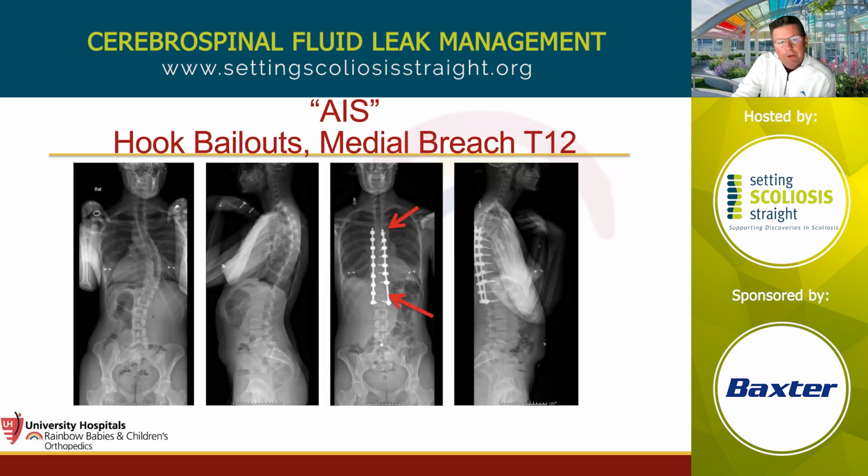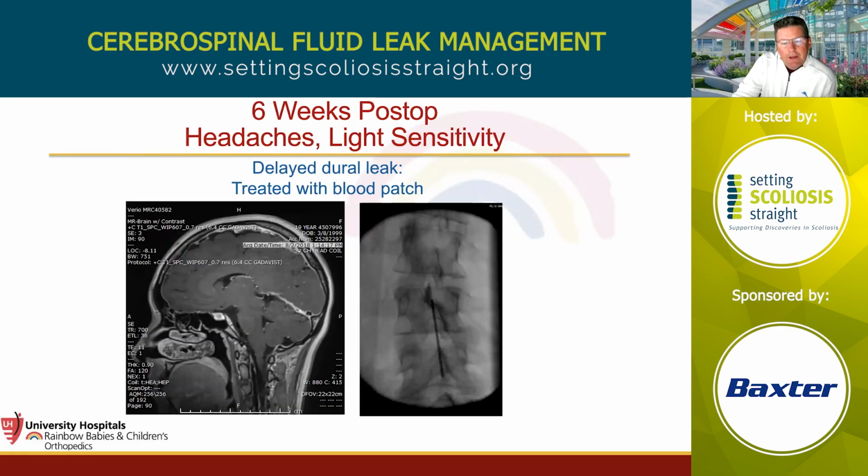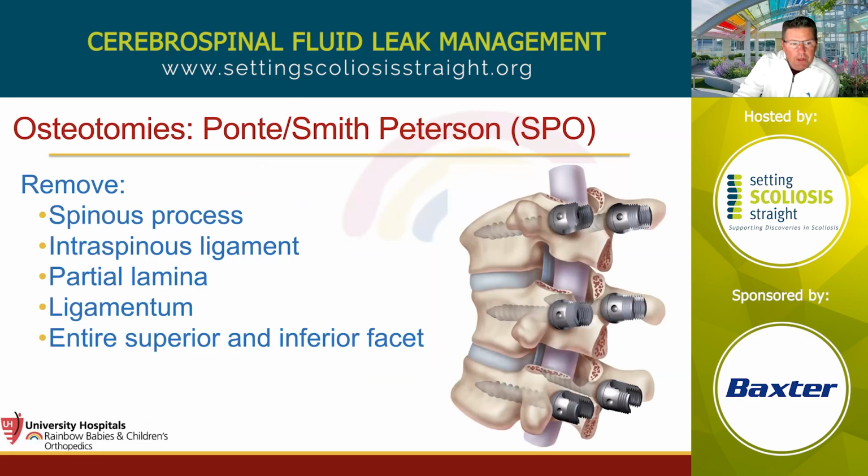And this kid actually showed up a bit later. You can see I had a medial breach. I had to bail out with hooks. And this kid, which we'll hear about a little bit later, how you diagnose and treat it, showed up at 6 weeks with a delayed dural leak. And it's probably because I was in the canal, probably at multiple levels, without really knowing it. And then, again, a lot of us do this routinely for idiopathic scoliosis, even just doing a Ponte, you're in the canal.